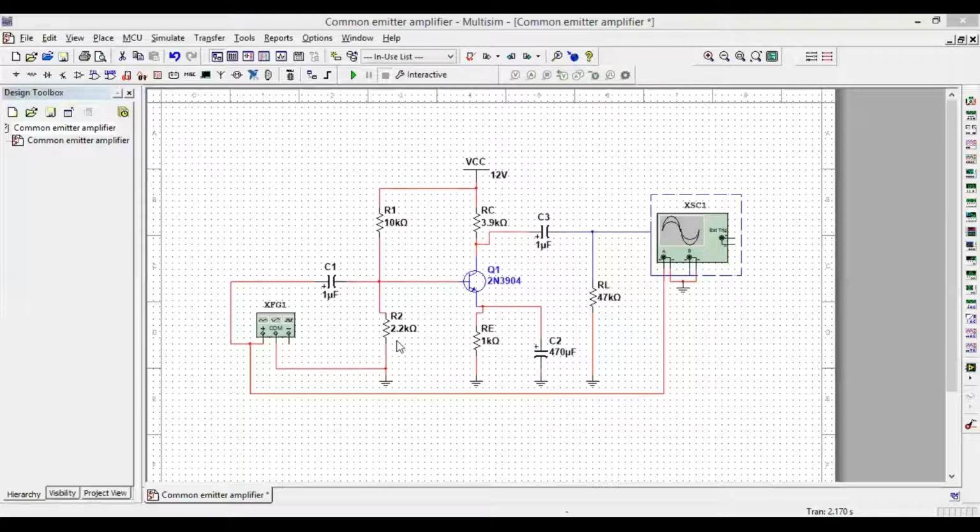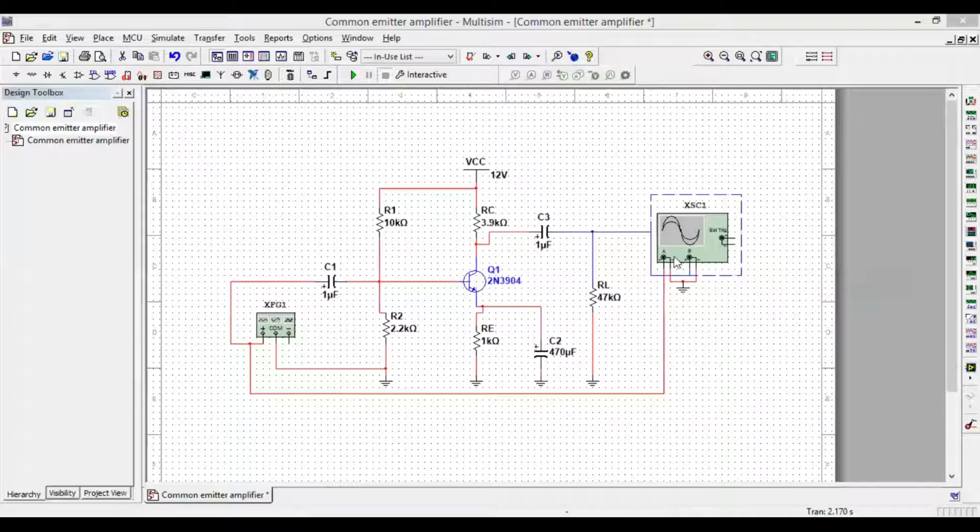Now to provide an AC signal and to observe the AC output, we need a function generator and an oscilloscope. So these instruments are taken from this side. If we look at the left side, these are our different instruments. From here we can take the function generator, oscilloscope, multimeters, and many more things.